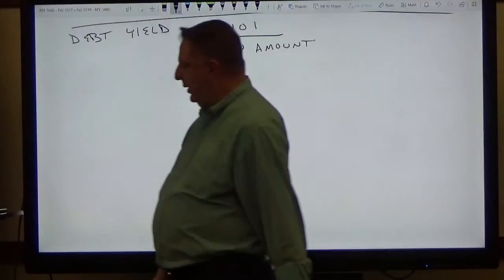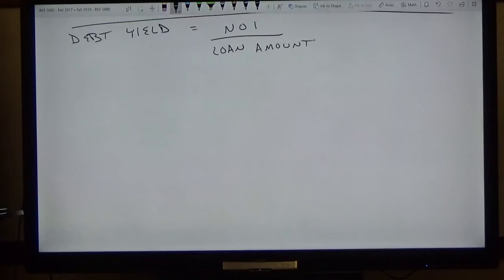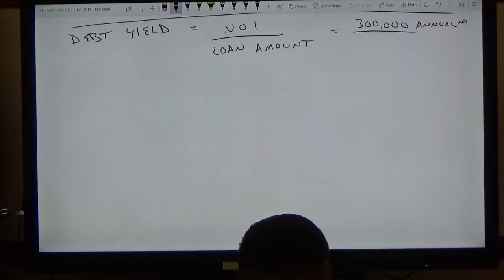All right, so in this case, let's say the property, give me a dollar amount for the NOI. 300,000. 300,000, okay, is our annual NOI. All right, and the loan amount?